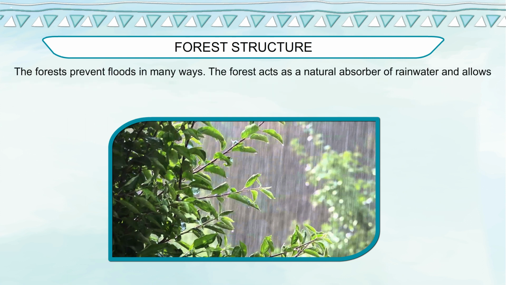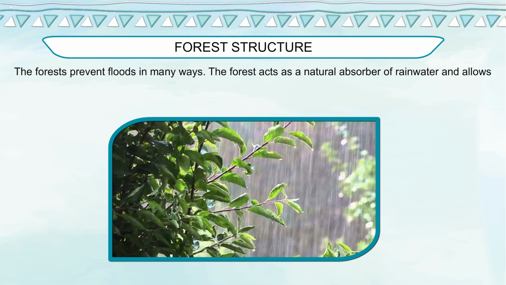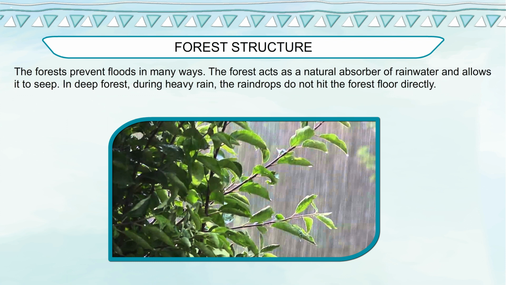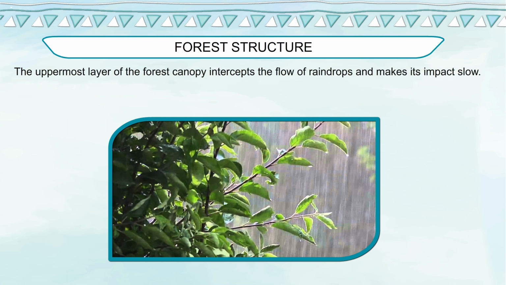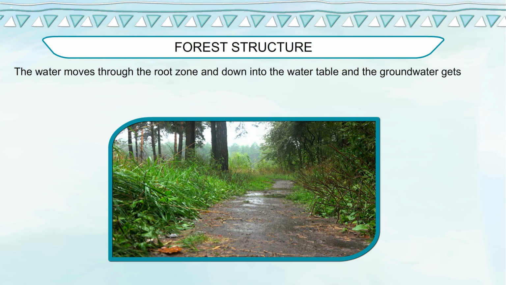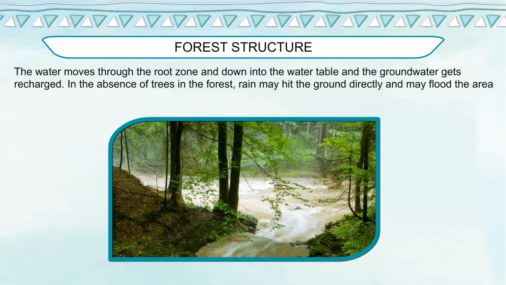The forests prevent floods in many ways. The forest acts as a natural absorber of rainwater and allows it to seep. In deep forest, during heavy rain, the raindrops do not hit the forest floor directly. The uppermost layer of the forest canopy intercepts the flow of raindrops and makes its impact slow. On the ground, it is absorbed by heaps of decaying leaves, etc. The water moves through the root zone and down into the water table, and the groundwater gets recharged.